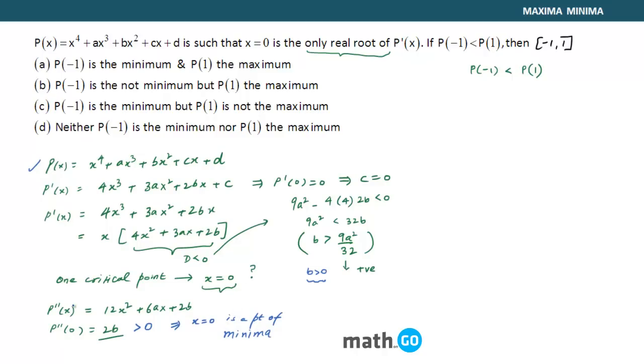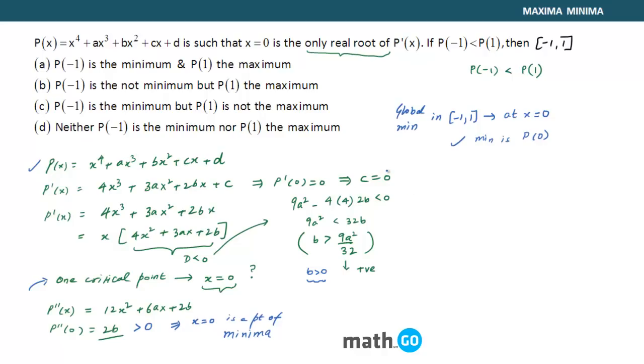And since we only have one critical point, that means there is no other local minimum involved. So I can say that the global minimum in -1 to 1 will be nothing but at x equal to 0. That's for sure, right? Clearly. In fact, I can say that any of these two points, that is p(-1) and p(1), is not the minimum, because the minimum is nothing but p(0). This is what we have obtained till now.